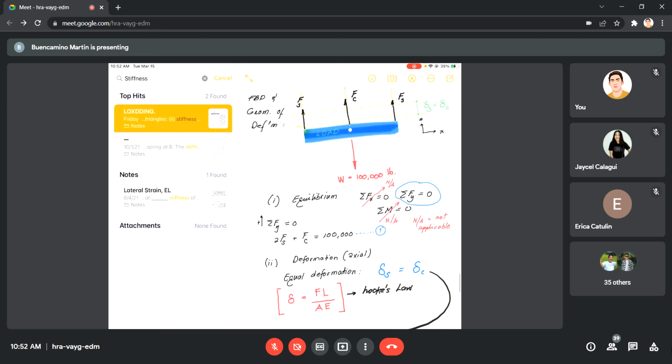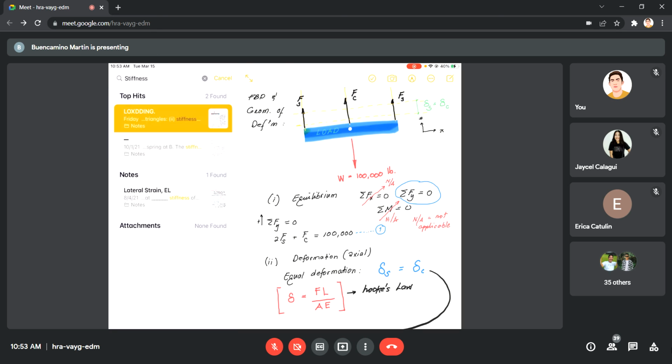And then for the deformation, where we stated that they have the same deformation, we can represent this with an equation delta S is equal to delta C. The axial deformation of the steel is equal to the axial deformation of copper. Why? Because they are sandwiched, all three of them. So they are constrained to move in the same manner. They will be forced to deform in the same manner.